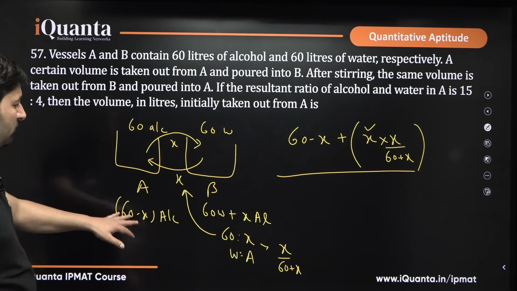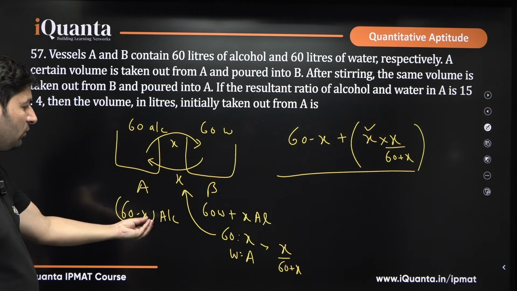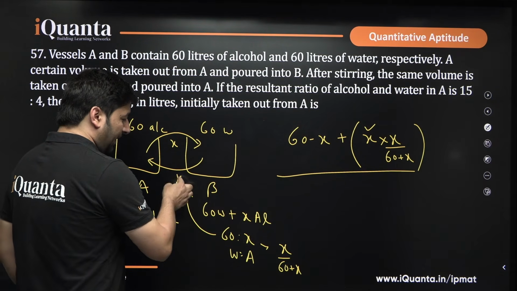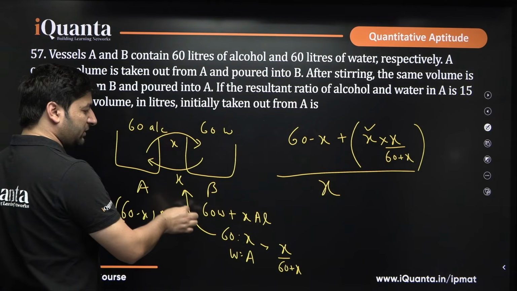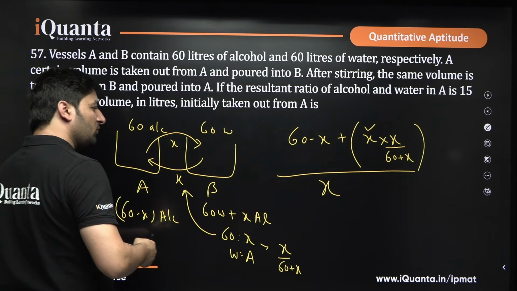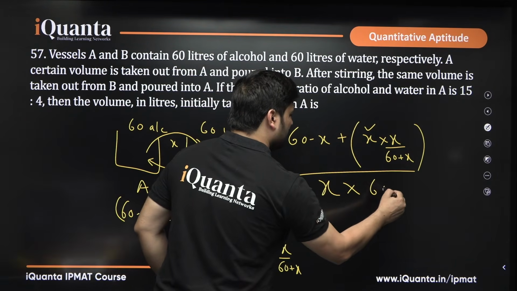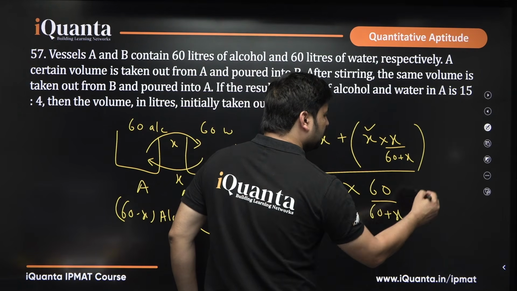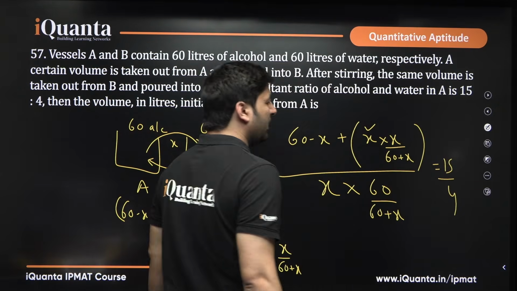Now you have to find out water. Earlier there was no water here, only 60 minus X alcohol was there. How much water do we have in total here? Again, out of this total X that is being poured, how many parts will belong to water? Water is 60 out of the total 60 plus X. And this water to alcohol ratio is finally 15:4. Basically, you had to solve this.